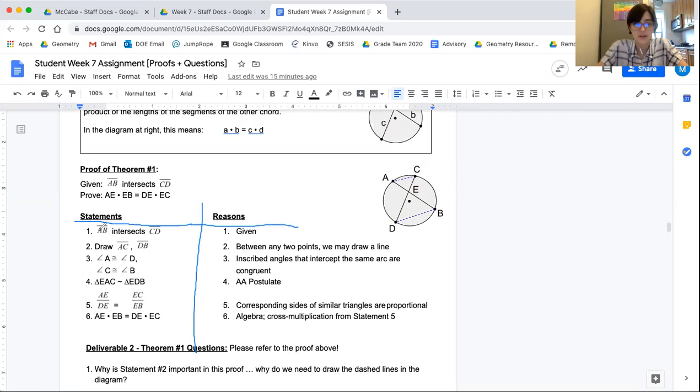Two columns with statements and reasons. So our first statement is our given information, our reason is given, our last statement was the thing we were trying to prove, and all these steps in between just get us there. So you're going to have a proof for every single theorem, 1 through 3, that you're going to read through and analyze. Then you're going to answer some questions about it.